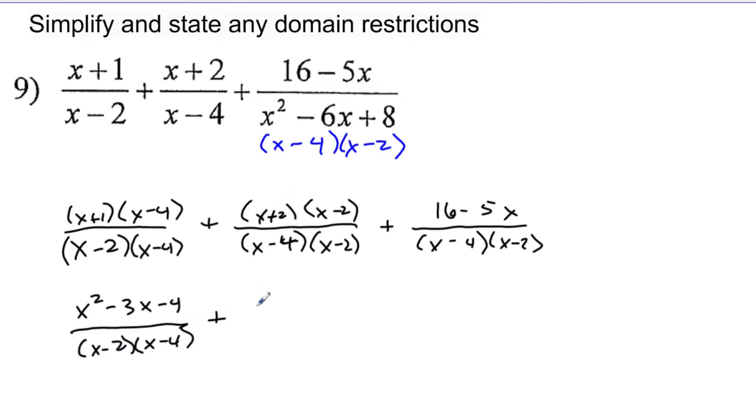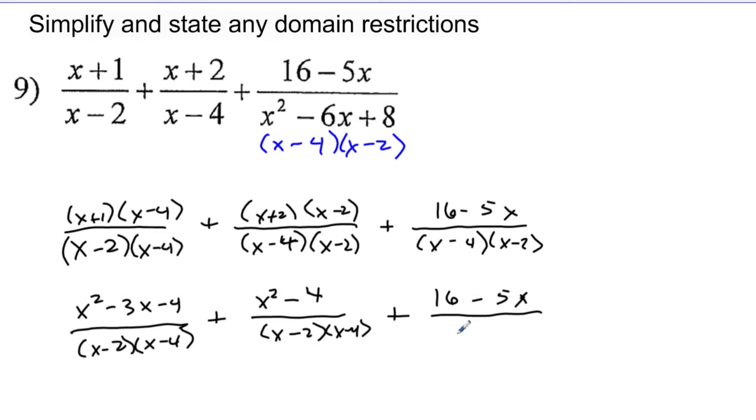The second one turns into x squared minus 4. Again, that's the difference of 2 squares. And I'm going to keep using the same denominator, x minus 2, x minus 4. So I just flip this one over, which is okay. We're allowed to do that with multiplication. And again, I didn't change the last one, so I'm just going to repeat it, and it's over x minus 2, x minus 4. So we're finally ready to combine.